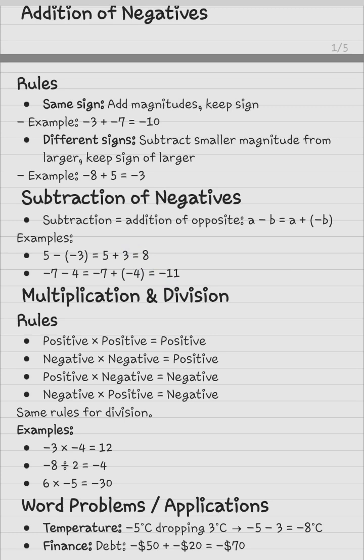Multiplication and division. Multiplication and division follow a very consistent and simple set of rules for signs. Same signs. When you multiply or divide two numbers with the same sign, the result is always positive. A positive times a positive is positive, and a negative times a negative is also positive. For example, -3 times -4 equals 12. Different signs. When the signs are different, the result is always negative. For example, 6 times -5 equals -30, and -8 divided by 2 equals -4.